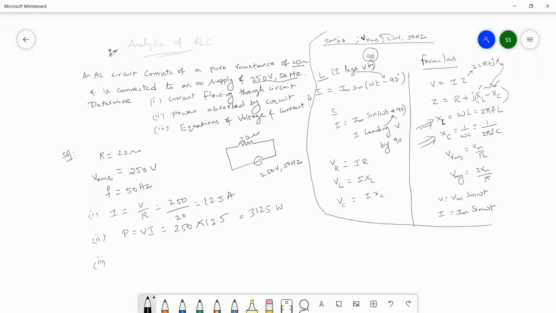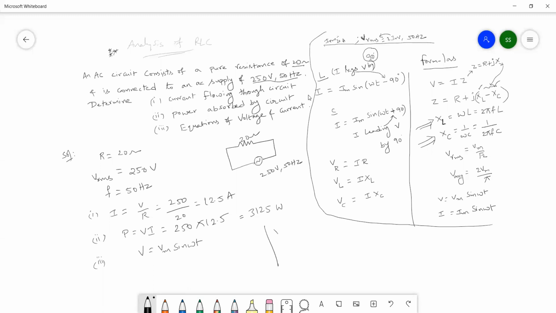And the last parameter they are asking is the equations of voltage and current. Now tell me the equation of voltage. V equals Vm sine omega t. So here what is the value of Vm? Are they given in the problem? Maximum value of voltage? No, sir. Therefore we need to calculate the Vm value separately.